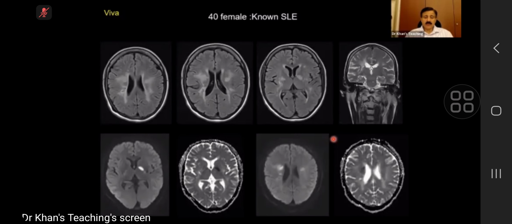So now vasculitis, there can be 40, 50 different causes of vasculitis. But these connective tissue disorders, all of them can have vasculitis, which means the small vessels are involved. And you can see this periventricular high signal, as if there is a small vessel ischemia going on. With that, there are lacunar infarctions.